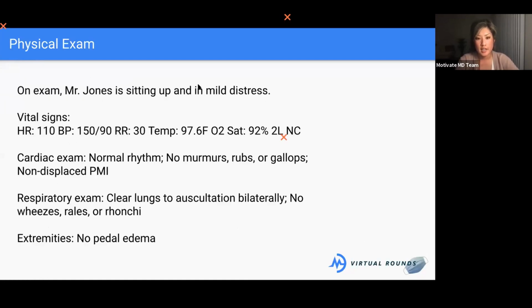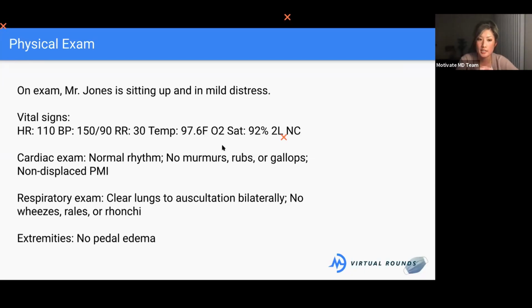Okay, so here's our physical exam. What part of the SOAP note does this go into? Yeah, subjective. Perfect. All right, so he's sitting up, he's in mild distress. Vital signs are heart rate of 110, BP is 150/90, respiratory rate is 30, temp is 97.6, O2 sat is 92 on 2 liters nasal cannula, meaning that little nose thing that you just tuck behind your ears. So you're not expected to know what normal lab values are.